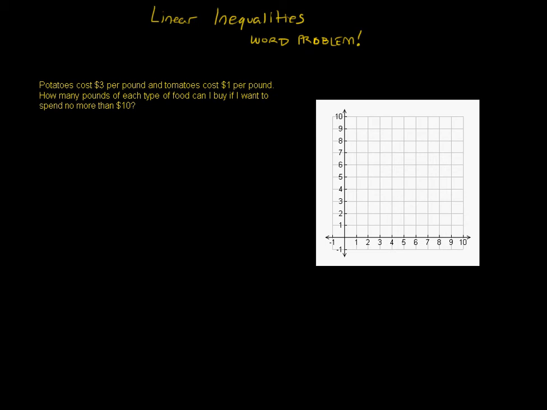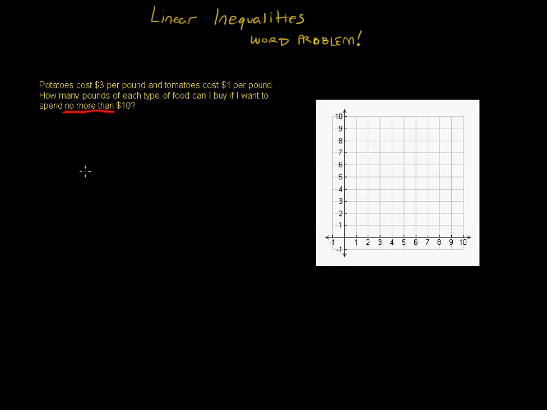I want to do a quick problem with a linear inequality word problem. All right, so here we go. Potatoes cost $3 per pound and tomatoes cost $1 per pound. How many pounds of each type of food can I buy if I want to spend no more than $10? So the key here is right in those three words, no more than $10. That lets you know that it's an inequality, not an equation.